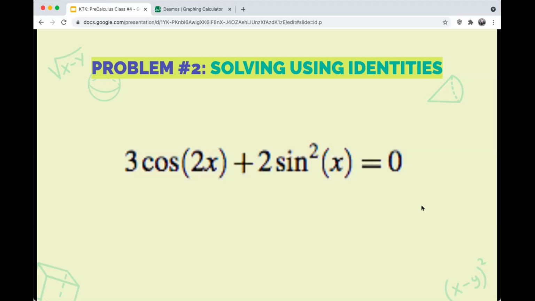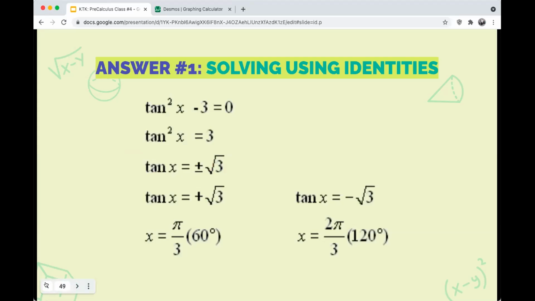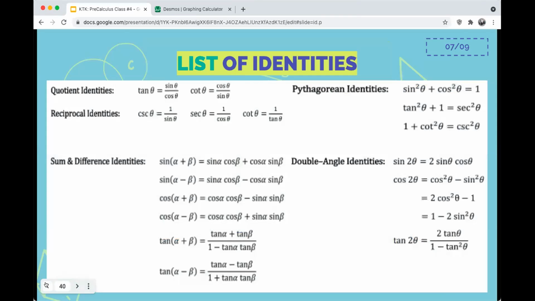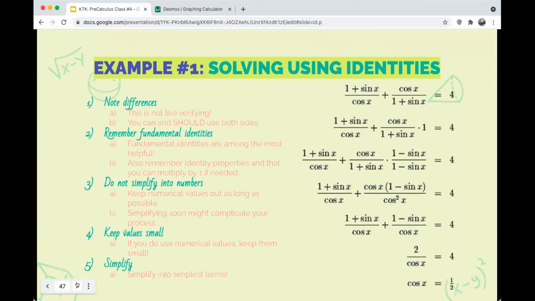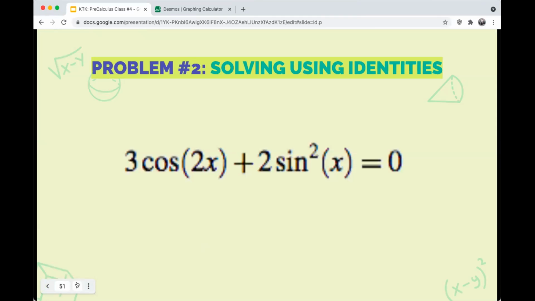Solve this one using identities: 3 cos of 2x plus sine squared of x is equal to 0. And here we've got our, let me go back, double angle identities. Cos 2 theta is equal to cos squared theta minus sine squared theta, or 2 cos squared theta minus 1, or 1 minus 2 sine squared theta. So write one of those down so we can go back to our problem. We're going to take a couple minutes to do this, so at around 6:55, we'll go ahead and continue.